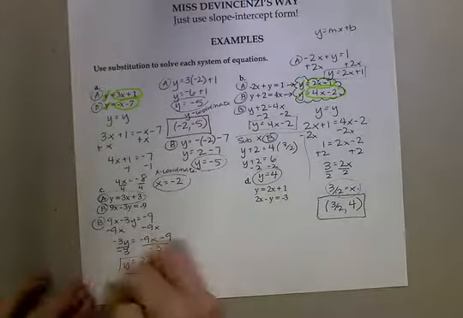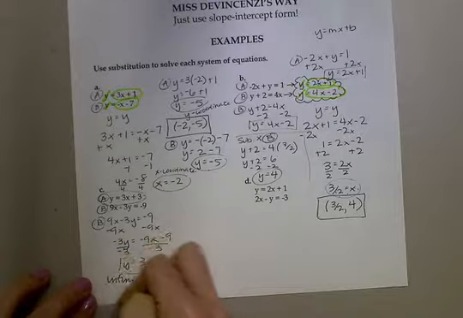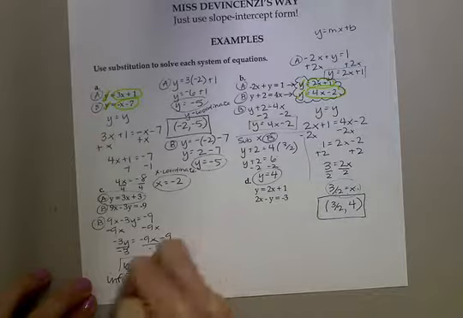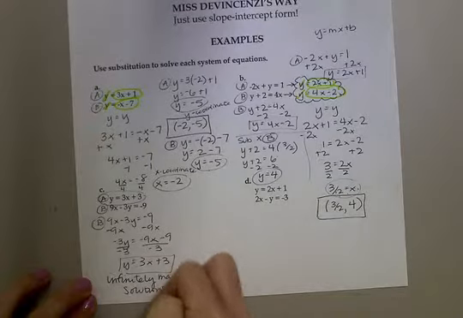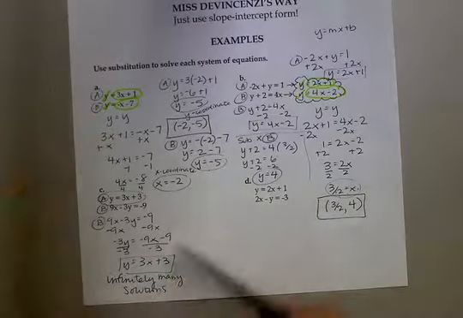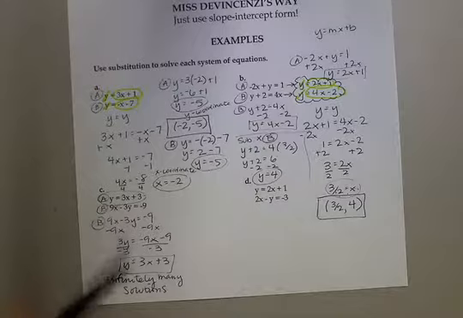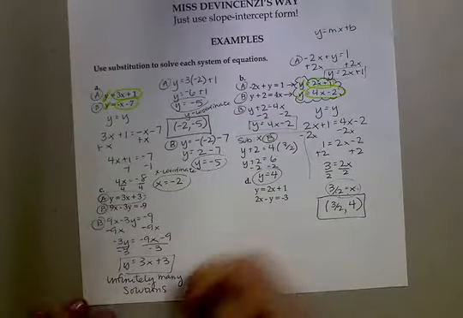So automatically we know we have infinitely many solutions. Now what would happen if we overlooked the fact that these equations were the same and we went ahead and did our substituting? We went ahead and put the expressions equal to each other. Let's see what would happen.